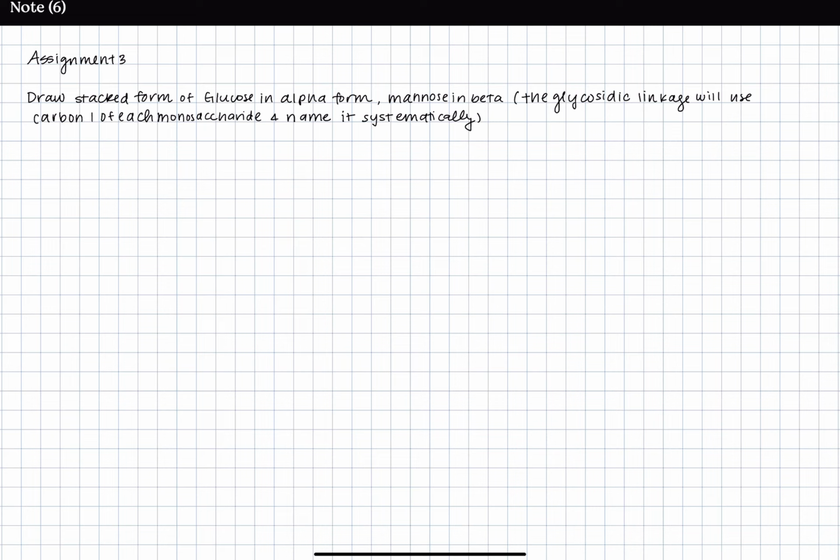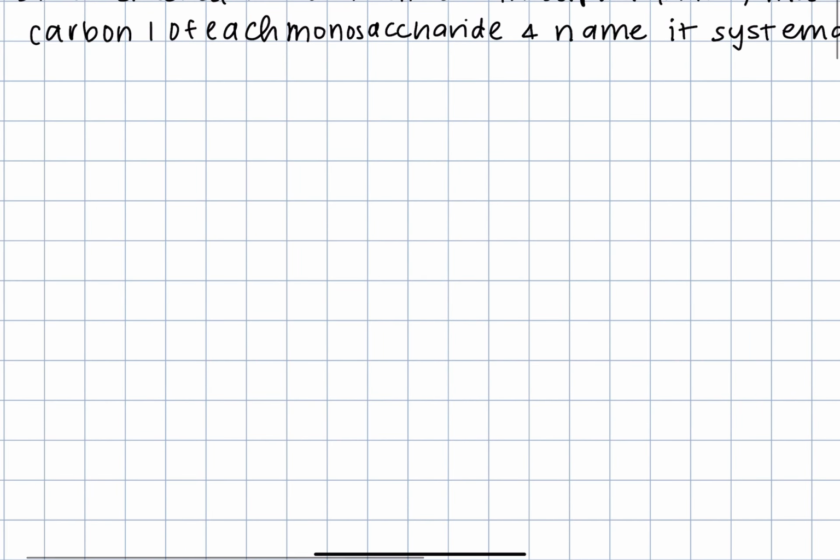Now, returning to this assignment, it states to draw stacked forms of glucose in alpha form and mannose in beta. The glycosidic linkage will use carbon 1 of each monosaccharide, and just to name it systematically. We know that glucose is this structure, which I will draw down right now.